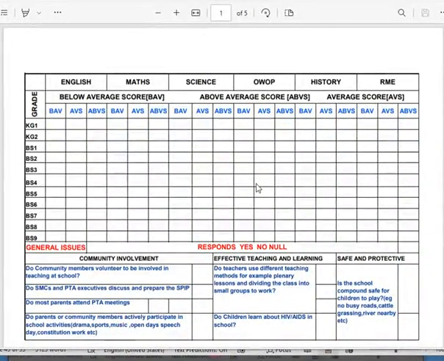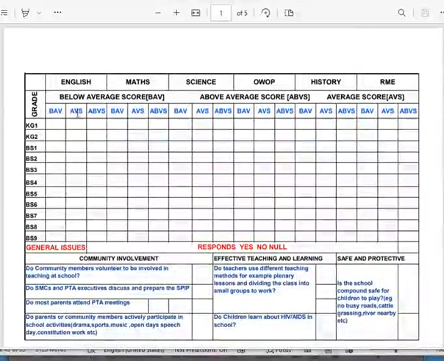Since you'll be required to submit data on pupils' performance at the end of the term, a template like this will help you to compute the performance of the pupils from KG1 up to basic 9. And the variables include below average scores, above average scores, and average scores for all the subjects. Here, in this column, you indicate the number of pupils below average. Then the average score will be on this column. Then ABVS means above average scores will also be computed over here.